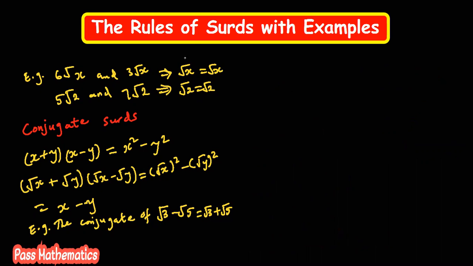Let me give another example. The conjugate of minus 2 root 3 plus root 5 is equal to minus 2 root 3 minus root 5. So take note of this, please.